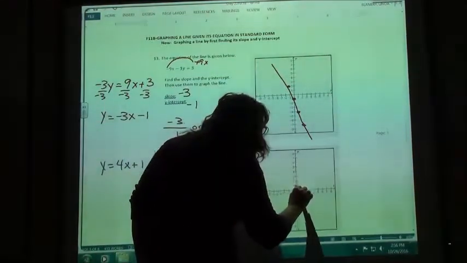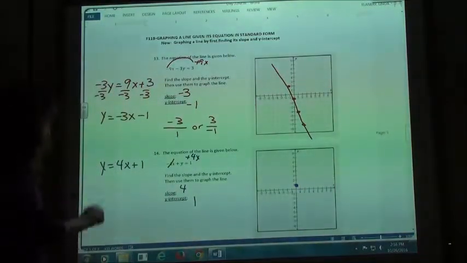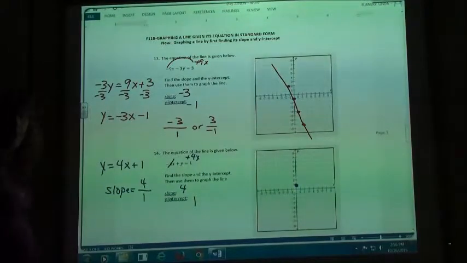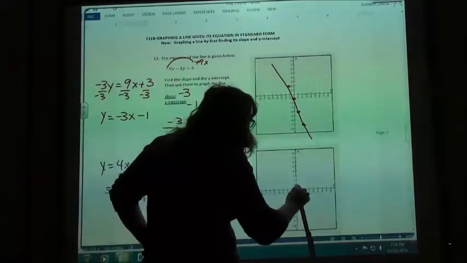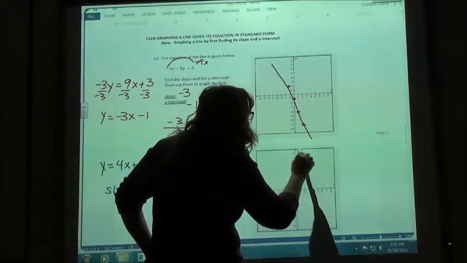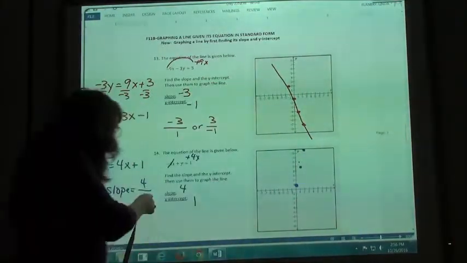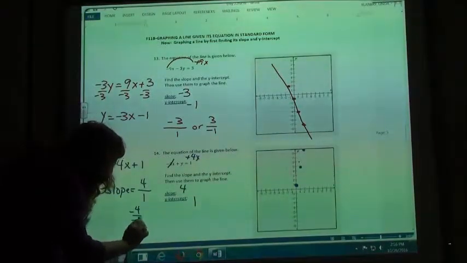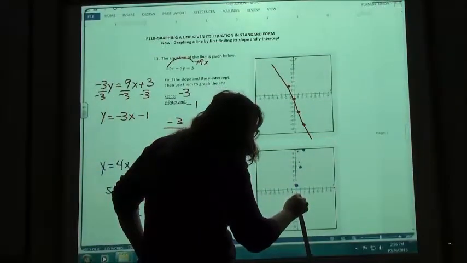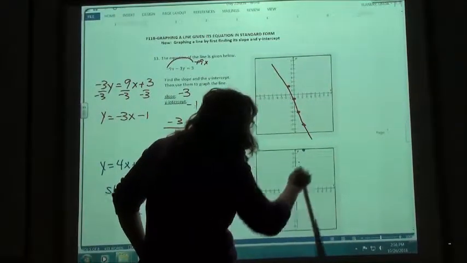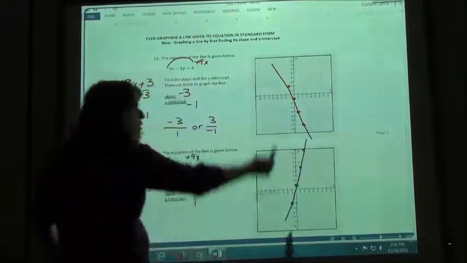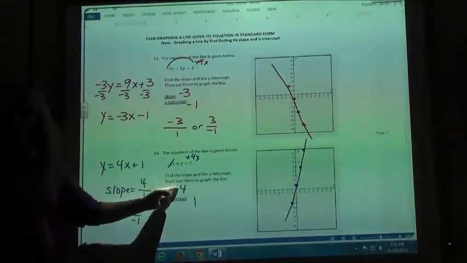I'm going to go ahead and mark that on my y-axis. My slope is 4, so I'm going to do 4 over 1. So up 1, 2, 3, 4 over 1. I could have also done negative over a negative, which would make it positive. So down 4, 1, 2, 3, 4, and to the left 1. And again, as I connect my dots from left to right, my line should be going uphill because my slope was positive.